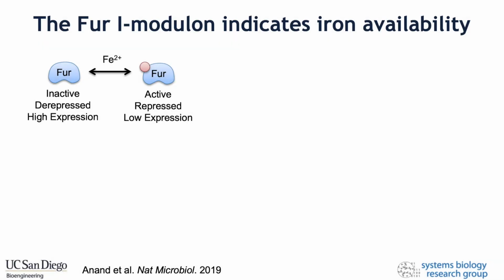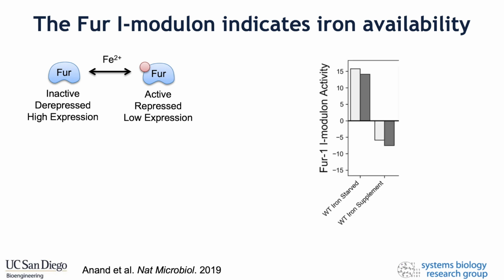We can also use iModulons to probe the internal state of the cell. The ferric uptake regulator, or FUR, is inactive when there's no iron present. When iron is present in the media, it binds to FUR, which activates it, and FUR then represses a lot of iron uptake genes. The FUR regulon is split into FUR1 and FUR2 iModulons. We'll focus on the FUR1 iModulon for now.